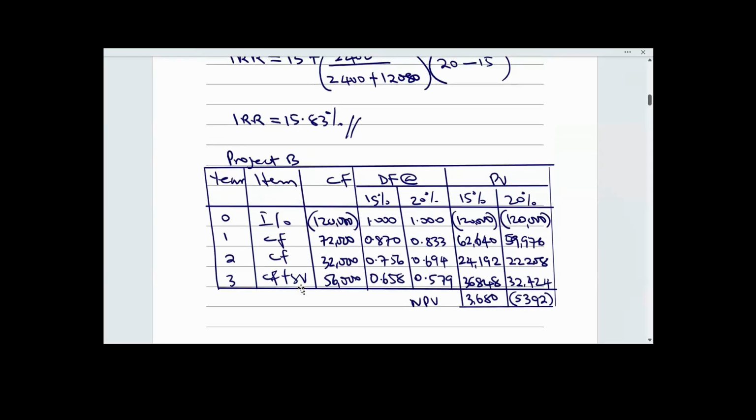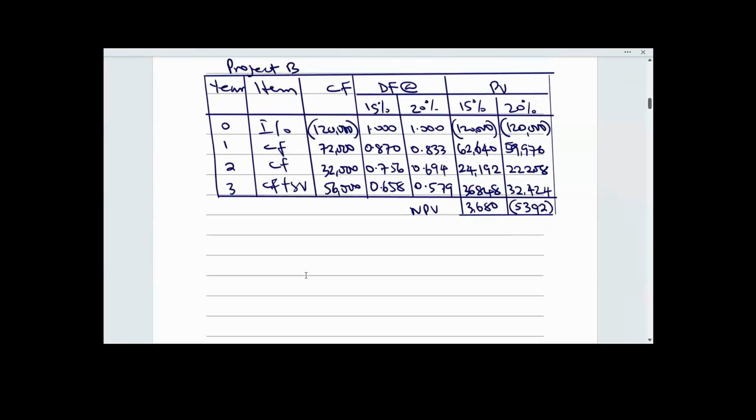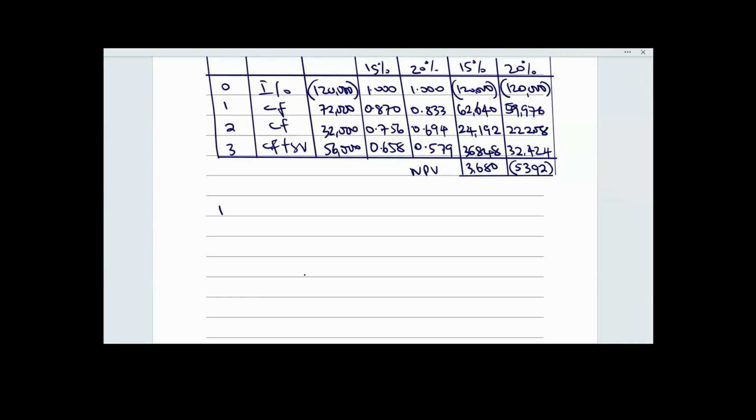Now that you have two opposing NPV, we can then proceed to calculate the internal rate of return for project B. Therefore, IRR equals the lower discount rate of 15 plus the NPV at 15%, which is 3,680, divided by 3,680 plus the NPV of the higher discount rate, 5,392, multiplied by the difference between 20 and 15, which is 5.